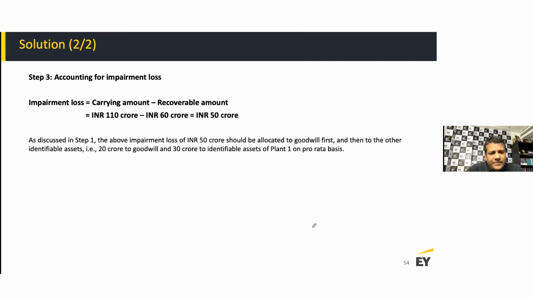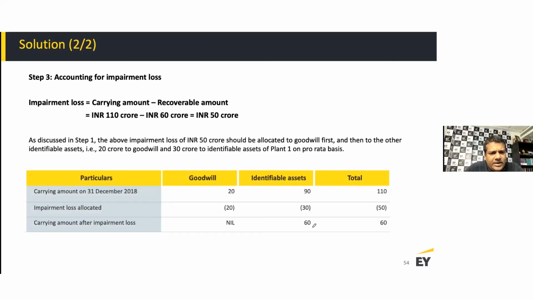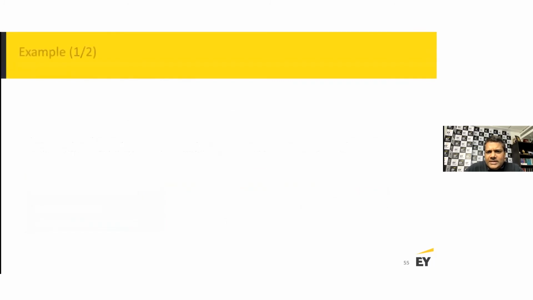Okay. Now this 50 of impairment loss, I am going to allocate first to goodwill of 20 crores, and the balance left, 30 crore, will get allocated to the remaining asset. So 20 is going to get allocated here and 30 here. So remaining is 60 crores. So goodwill goes away from that perspective. All right. Okay, so now I want to look at this example, all right?